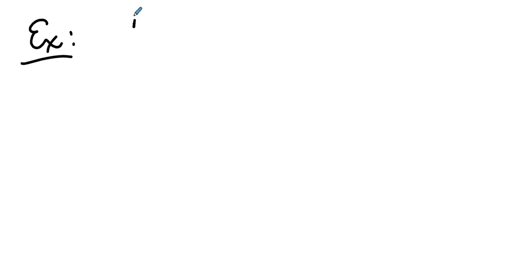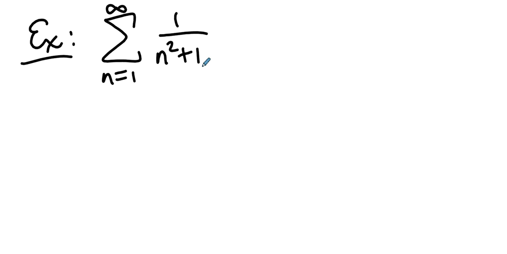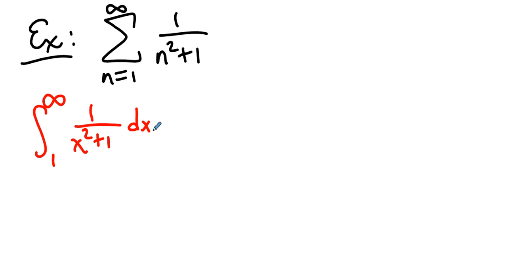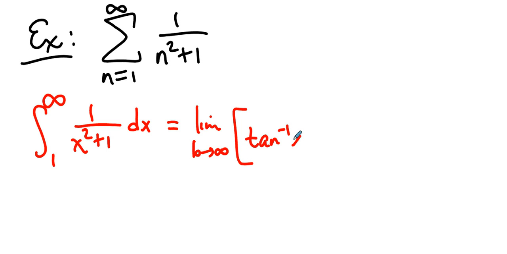Well, what about this one? The sum, as n goes from 1 to infinity, of 1 over n squared plus 1. Does that series converge? Well, if we consider the integral from 1 to infinity of 1 over x squared plus 1 dx, the answer is certainly, because the antiderivative of 1 over x squared plus 1 is inverse tan. Limit as b goes to infinity of the inverse tangent of x from 1 to b.